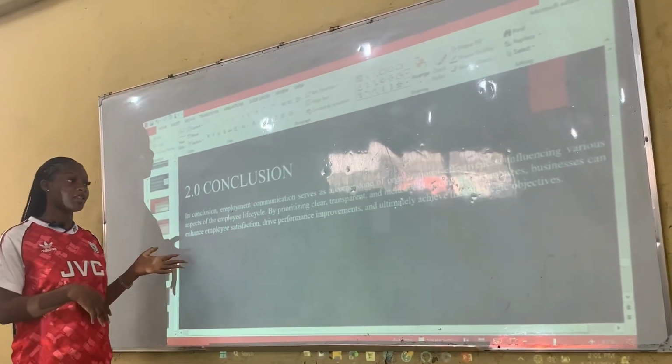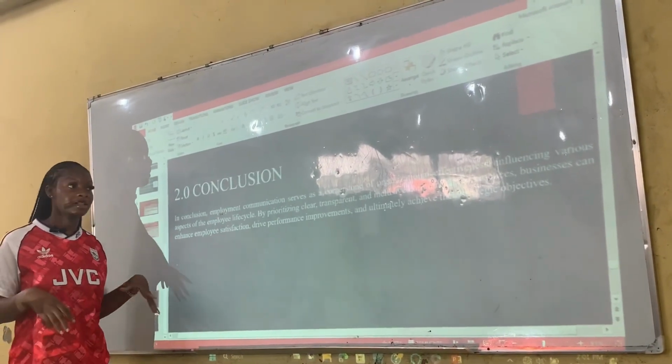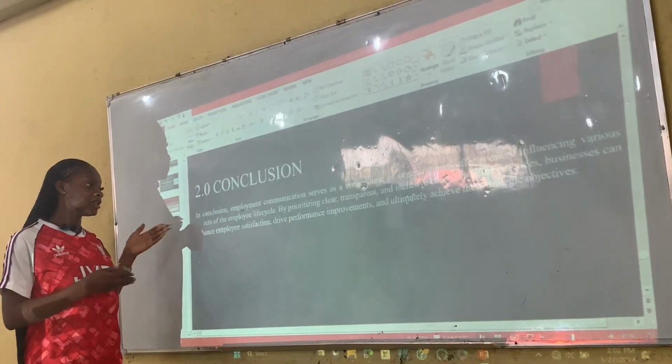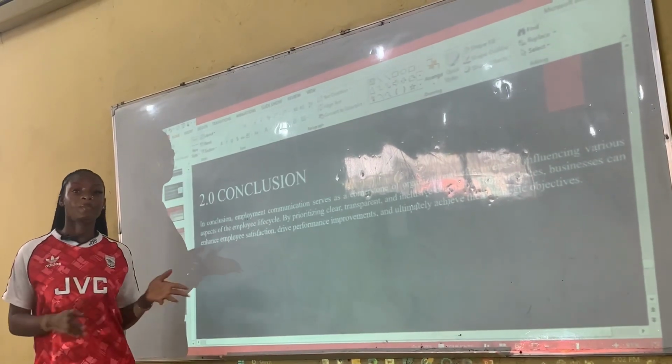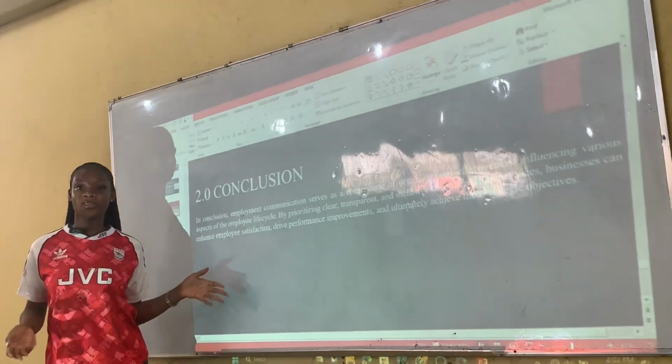So in conclusion, employment communication serves as a cornerstone of organizational effectiveness, influencing various aspects of the employee's life cycle. By prioritizing clear, transparent, and inclusive communication practices, these businesses can enhance employee satisfaction, drive performance improvement, and ultimately achieve their strategic objectives.